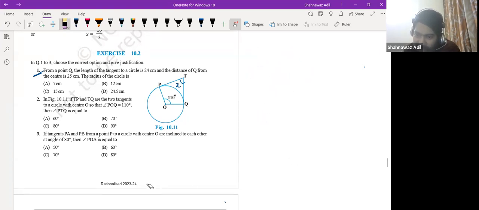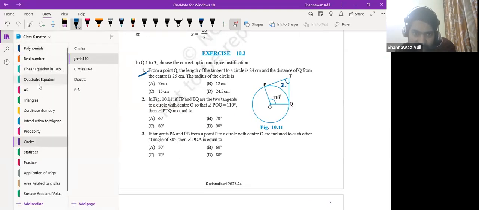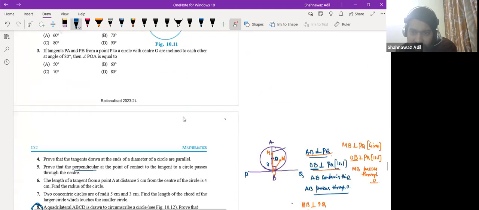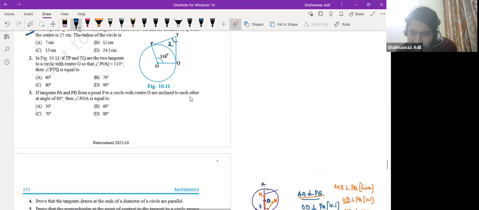Okay, so we have to complete this, right? How many chapters have we completed? You have to complete 3 more chapters: areas related to circles, and surface areas and volumes. So circles, area related to circles, surface areas and volumes. These three. Okay. So let us quickly finish these three as well.